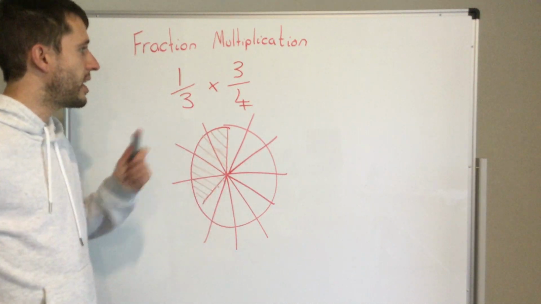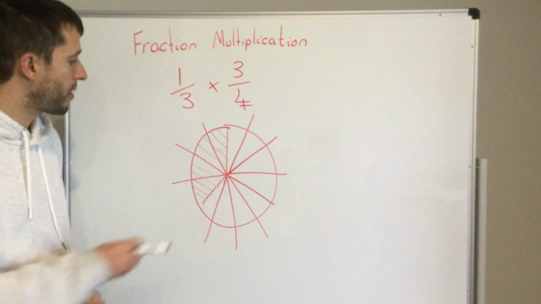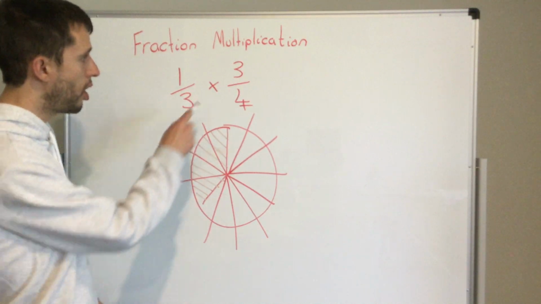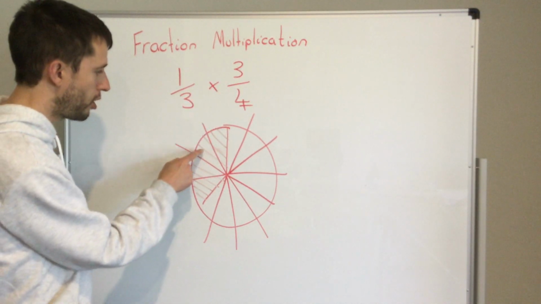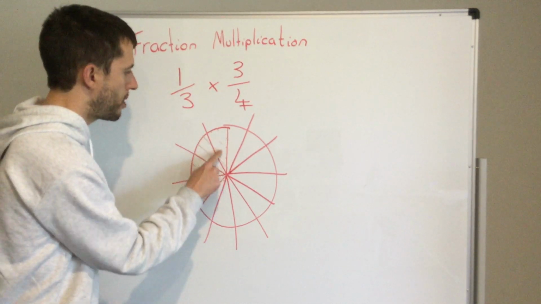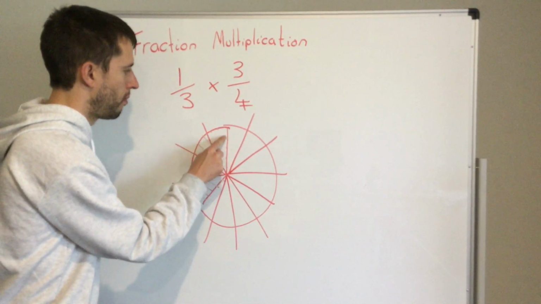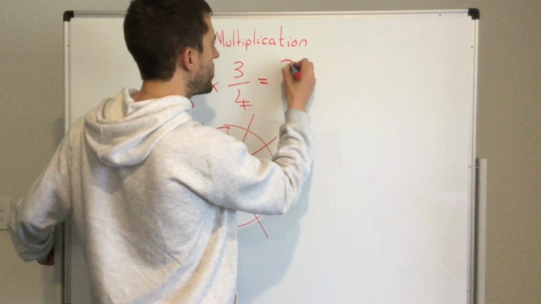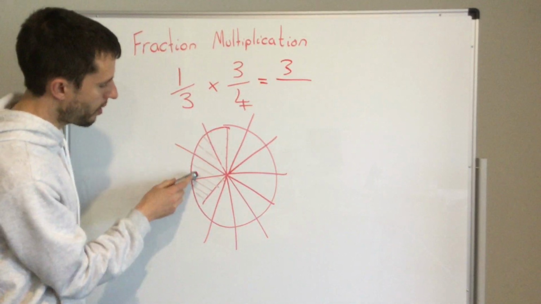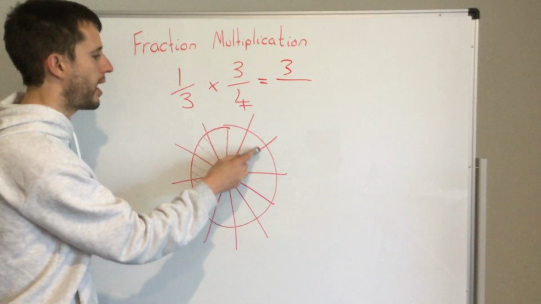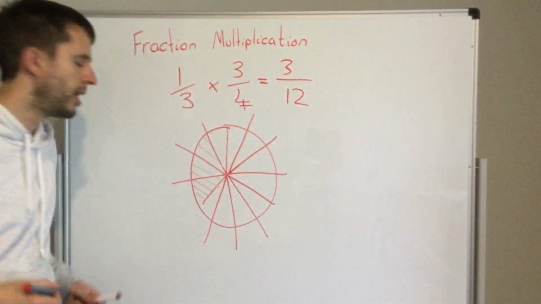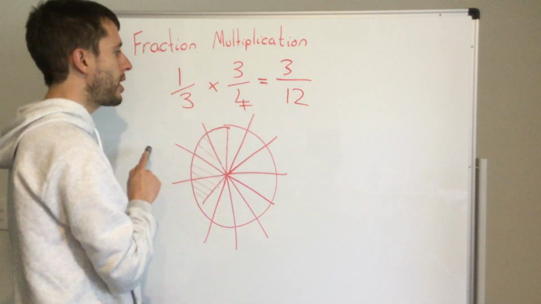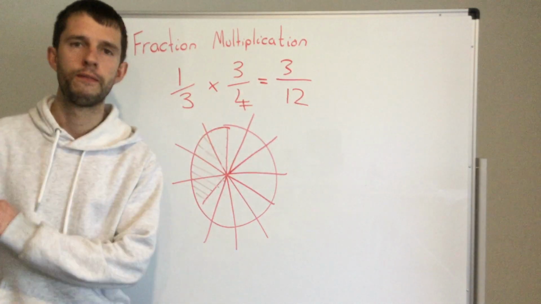Awesome. The next thing I need to do is think about how many of those pieces do I actually want? I want 3 of those pieces. 1, 2, 3. I don't want this piece, so I'll rub that out. That means I have 3 pieces out of 12. If I check my understanding with the process, 1 times 3 equals 3, 3 times 4 equals 12.